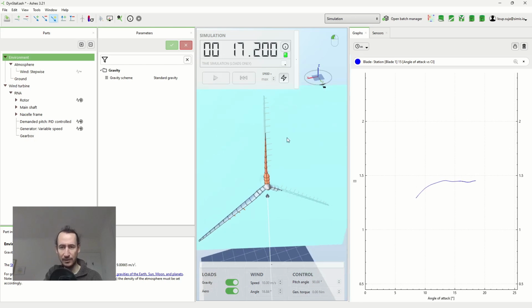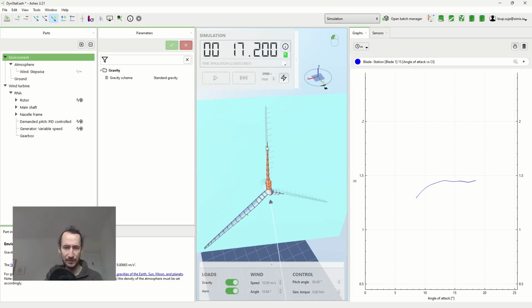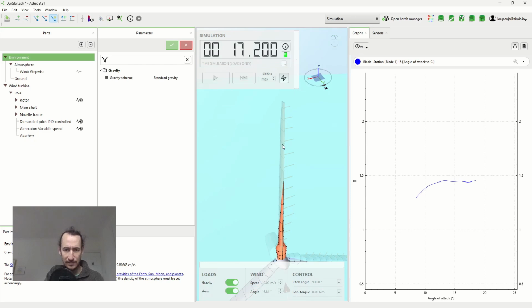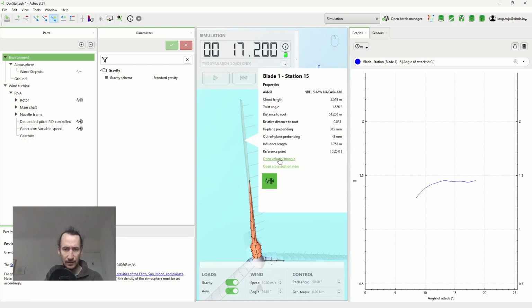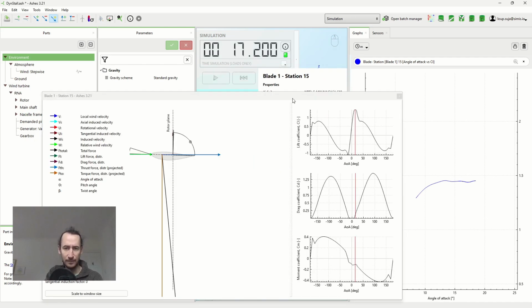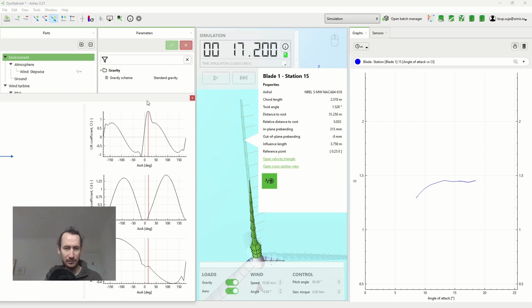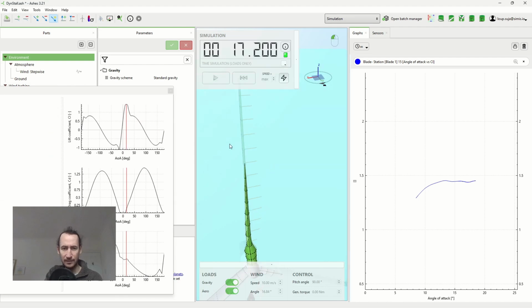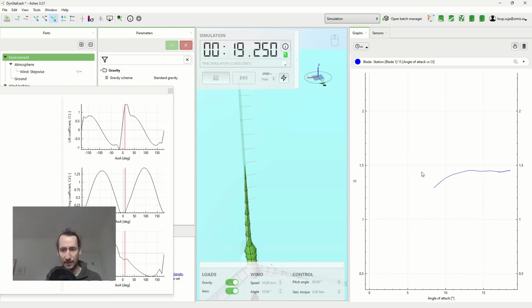And actually, we're looking at blade station 15, which I think is this one. Yeah. So I can open the velocity triangle here, and what I want to see is the polar curve here. And what I have here is basically the same thing as what you have here. Okay. So the point kind of moves along this line here. If I press play, you can see that this line is moving, and that's what this point is doing here.